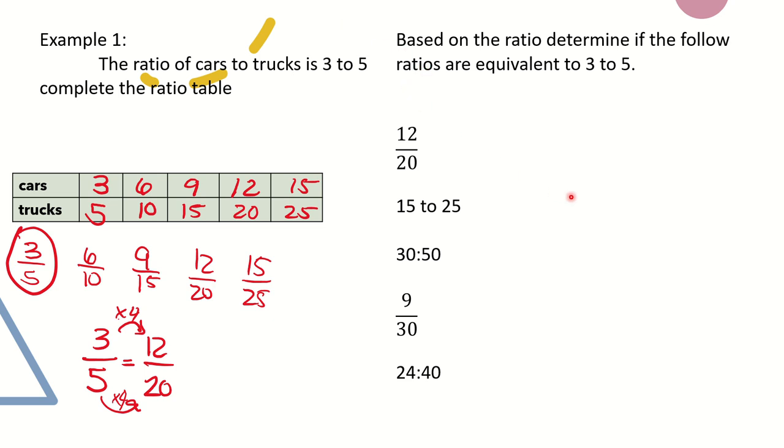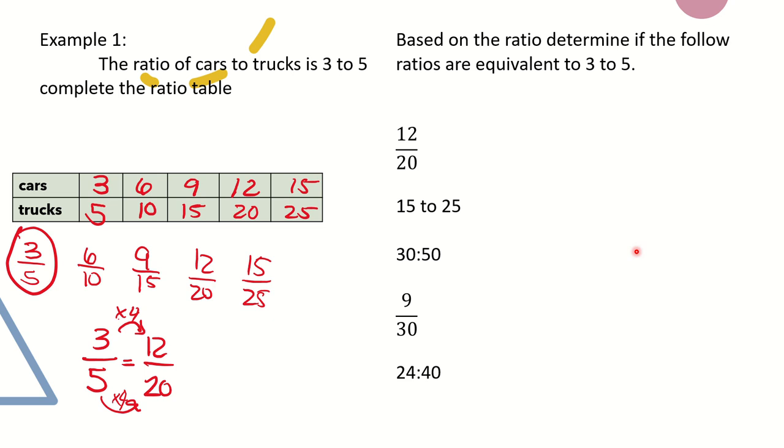Based on the ratio below, determine whether these are equivalent to 3/5. So we just finished looking at some problems that had to do with the equivalence of 3/5. So we can also use that same ratio table and see whether they matched up. So let's look at this first one. So first one is 12 over 20, which was on our ratio table.